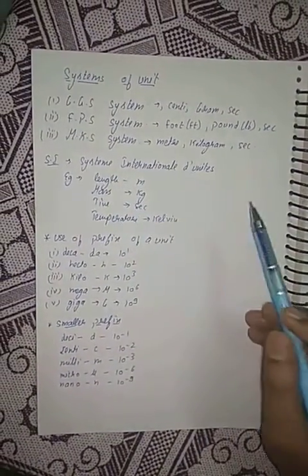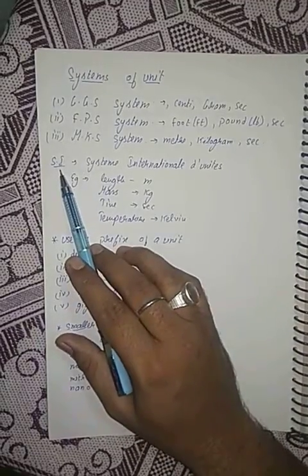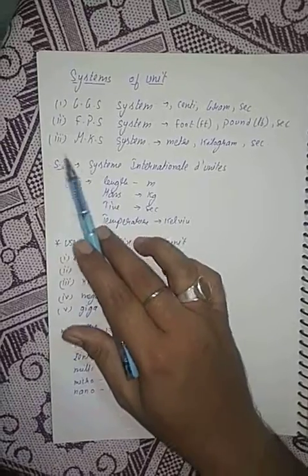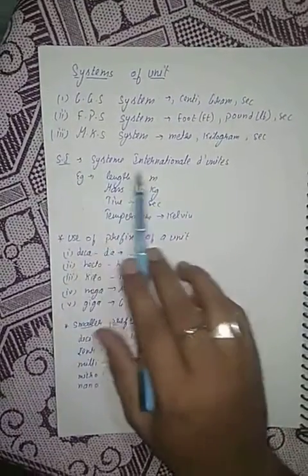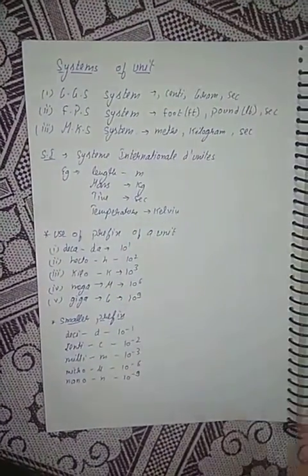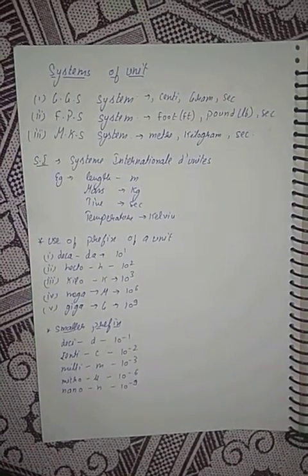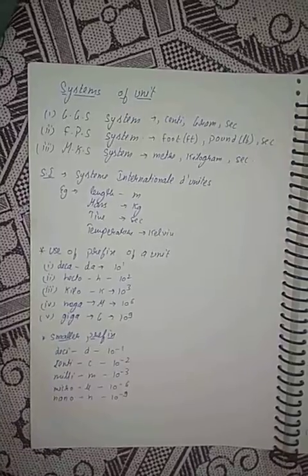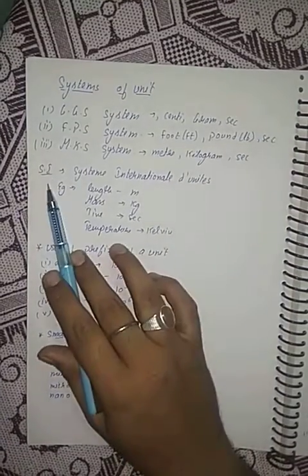Now, which system are we following? That system is known as the SI system. In this system, internationally, the units are defined. Why is this system being followed by us? Not only by us, this system is followed by the entire world. All the scientists are following this system, and we are learning all the physical quantities and their units in the SI system.